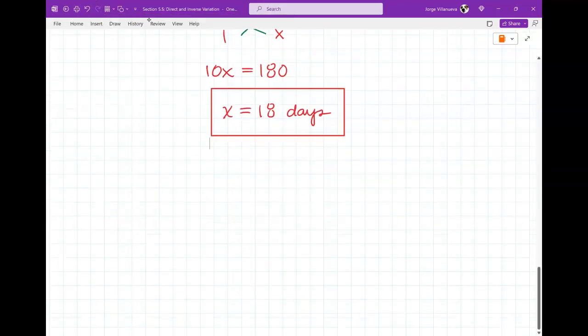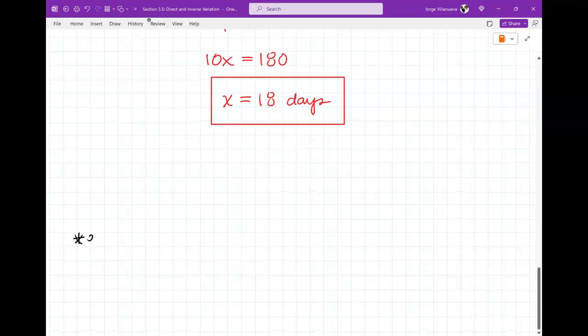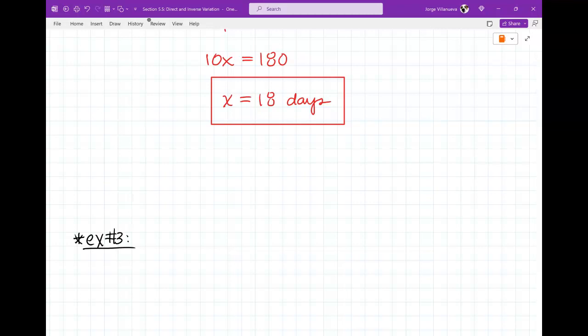All right, so let's see. Example number 3. By the way, you only have 10 problems on your homework. The first one we did is not a homework problem, but the one we just did and this next one right now are homework problems.